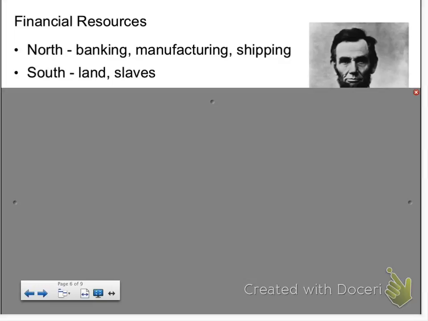Did they auction the slaves off? Yes, they had auctions. They traded them, sold them. Yes.